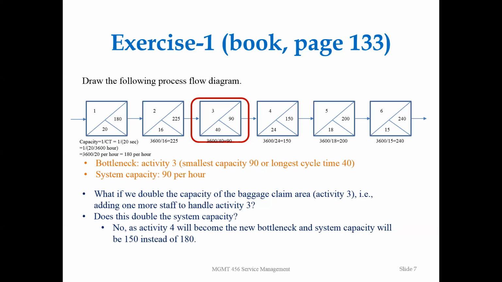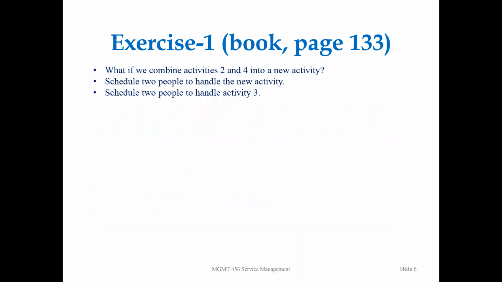So the natural question is, then how can we double the capacity for the entire system? How can we do it? As we see in the first example, we may need to restructure the process by grouping activities. Okay? There might be a way to do it. So let's take a look. This is how we can do it.